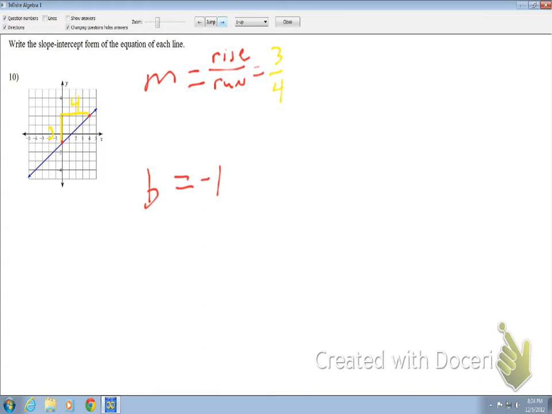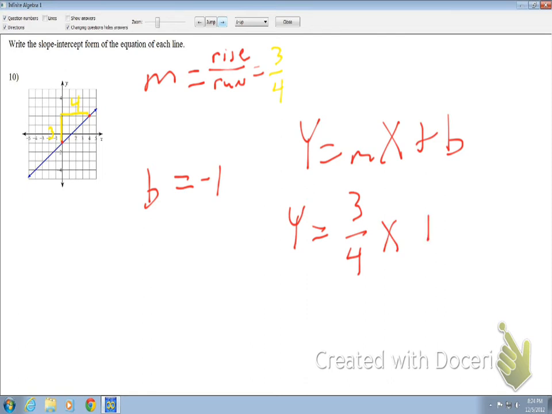So now that I have those pieces of information, I can supply the equation of the line. I'm going to go back to y equals mx plus b. So y equals my slope, which is 3/4, times x plus a -1, or y equals 3/4 x minus 1. All right, the next problem.